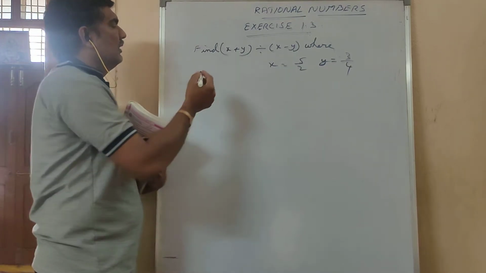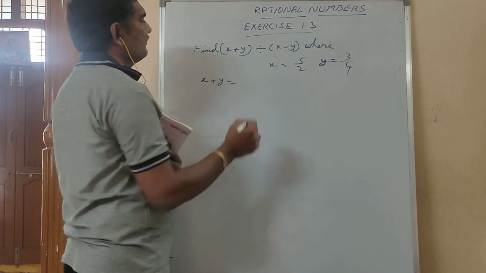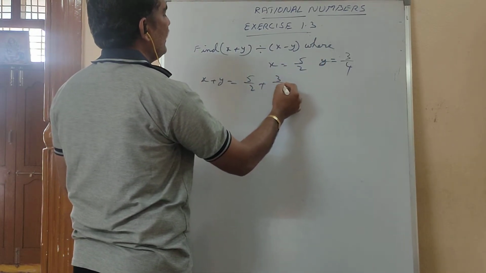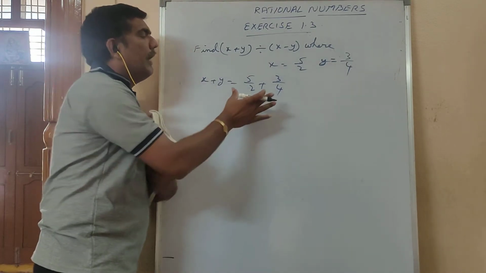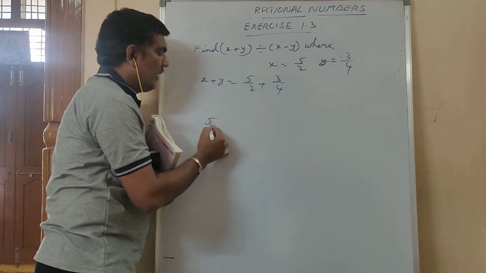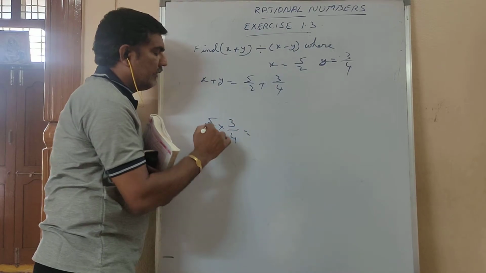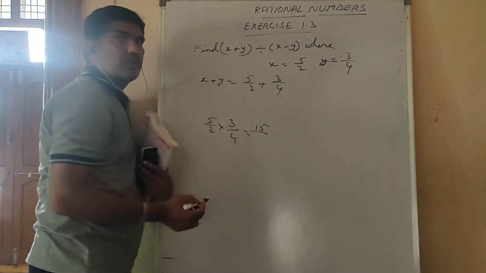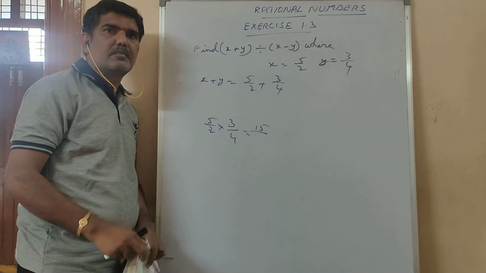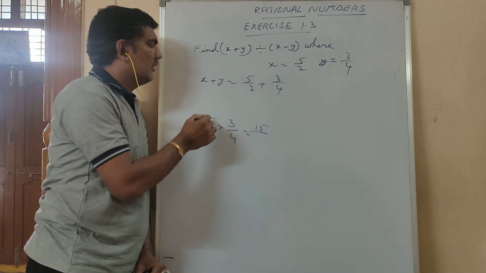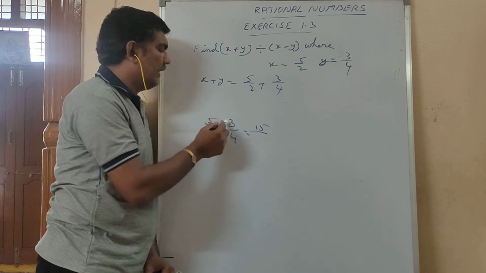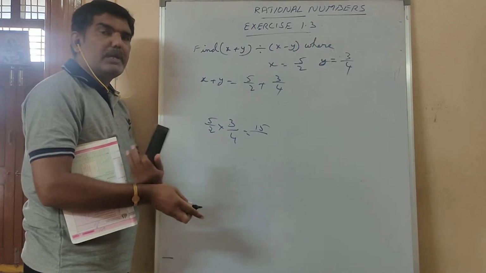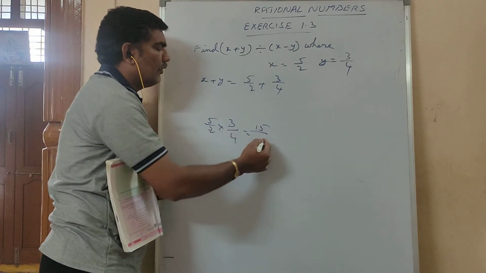First, you can find x plus y. X means what you can write? 5 by 2 plus y, which means 3 by 4. Maximum students, for 5 by 2 into 3 by 4, what will the teacher say? 5 3s are 15, 2 4s are 8. For multiplication of two fractions, you write 5 3s are 15 and 2 4s are 8.